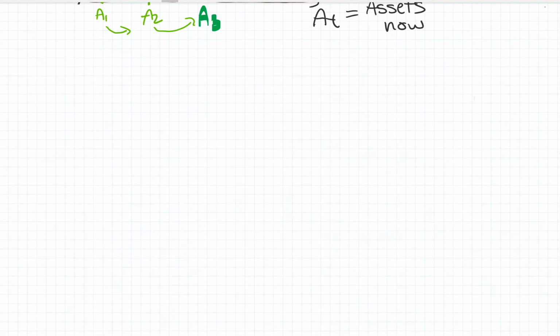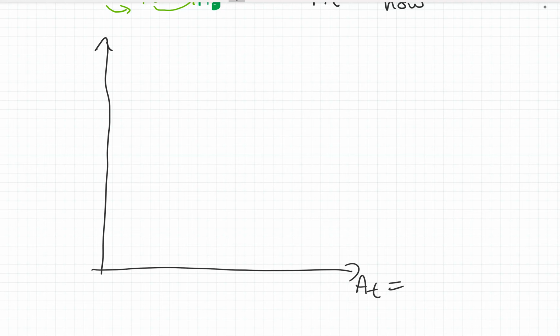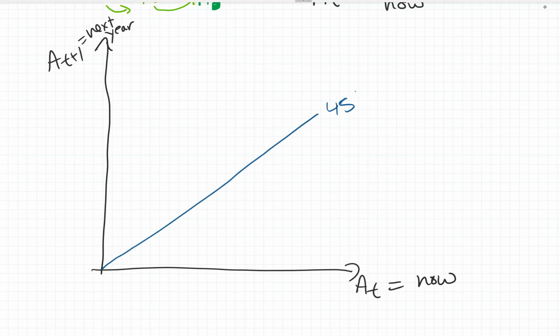So let's look at what this looks like graphically. The basic idea is going to be the same. This is still assets now, and we still have our assets next year. I'll still draw the 45-degree line. Remember, along the 45-degree line, the assets this year are equal to the assets next year.